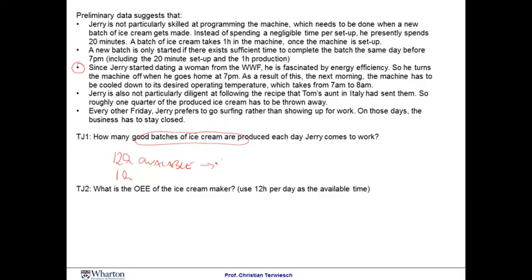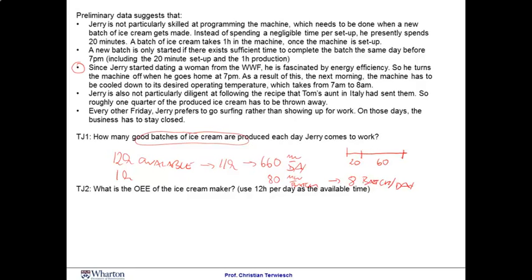So, 11 hours are available for production. 11 hours really means 660 minutes per day. If you think about how long it will take to produce a batch of ice cream, remember a batch of ice cream takes 80 minutes. These 80 minutes are 20 minutes in setup and 60 minutes of actual production. 80 minutes per batch means that we can really make 8 batches per day.